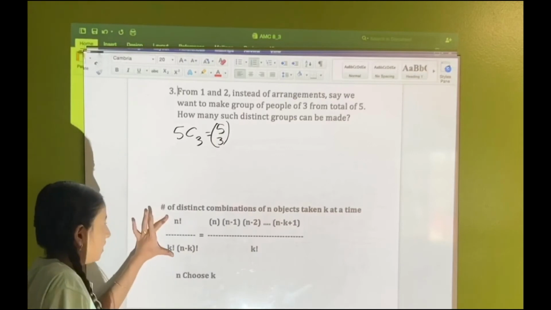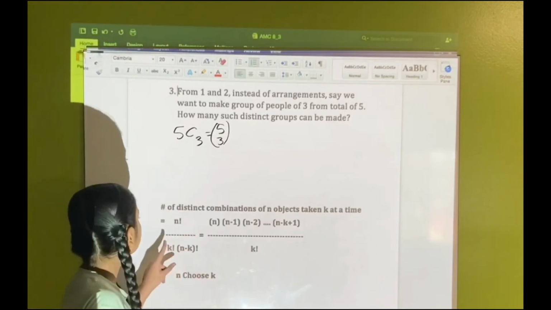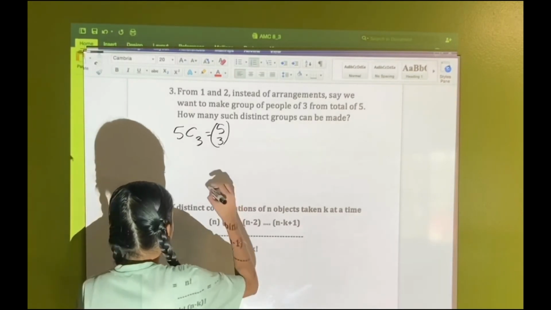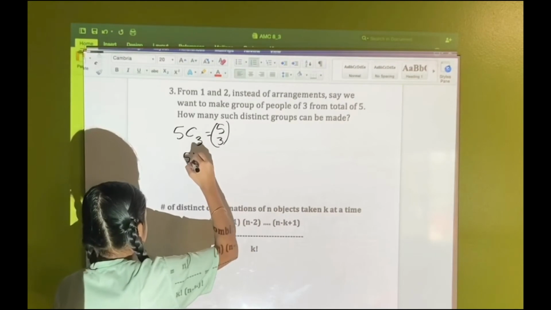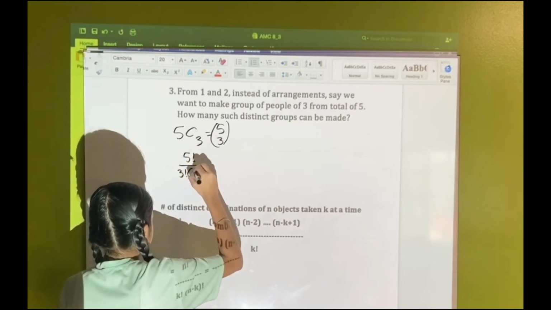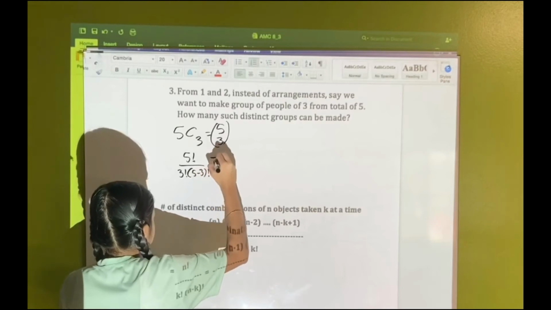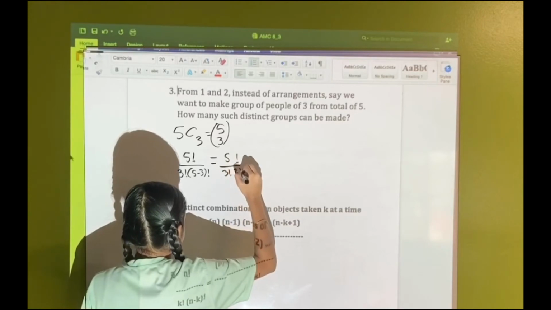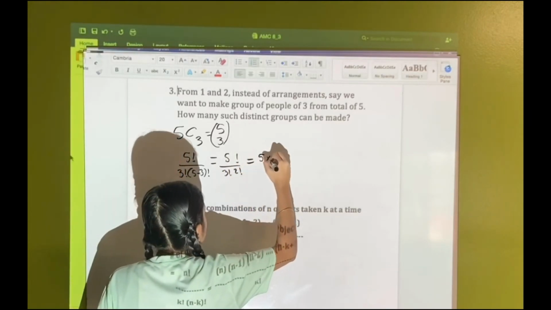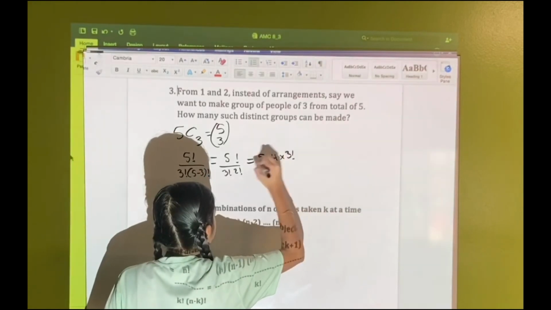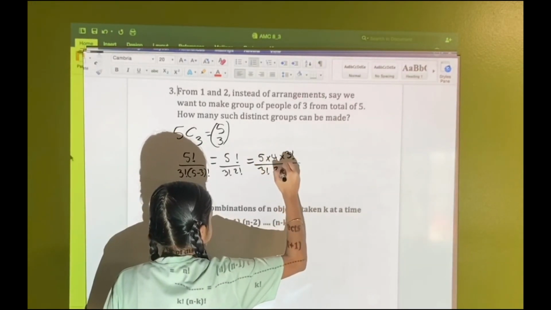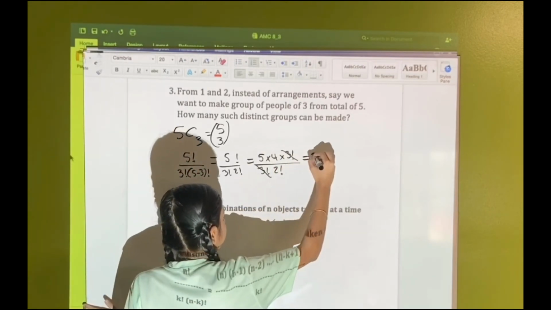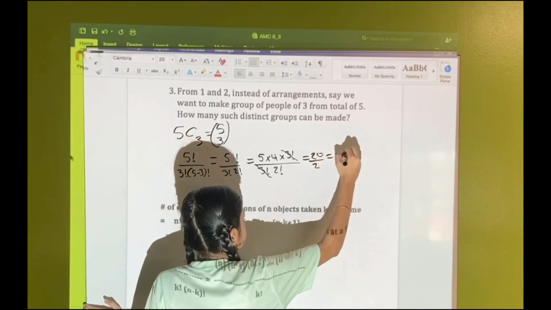So this is a formula for this. I'm going to explain this because I'm going to use this formula. So n factorial over k factorial times n minus k factorial, which in our case is going to be 5 factorial over 3 factorial times 5 minus 3 factorial, which is 5 factorial over 3 factorial times 2 factorial. And I'm going to write this as 5 times 4 times 3 factorial over 3 factorial times 2 factorial. So this is easier to see that this cancels out. So it's going to become 20 over 2, which is equal to 10.